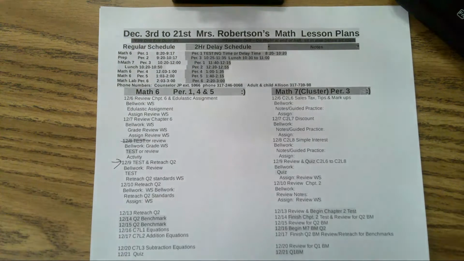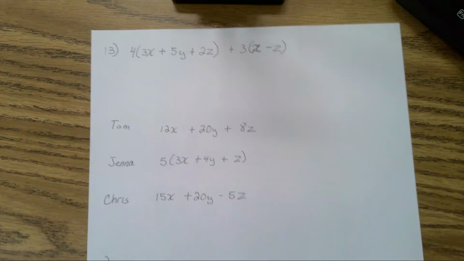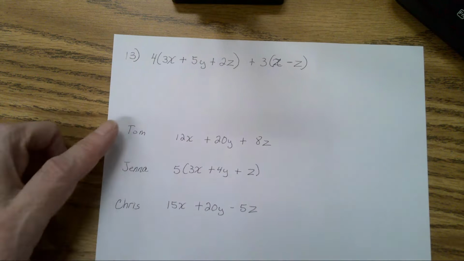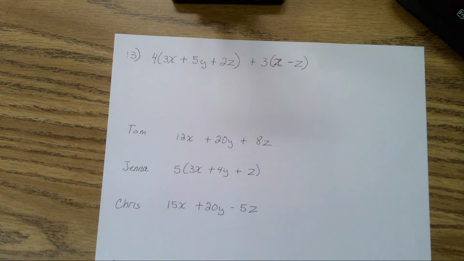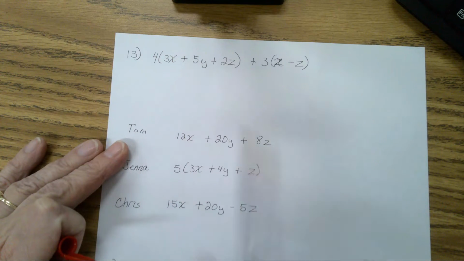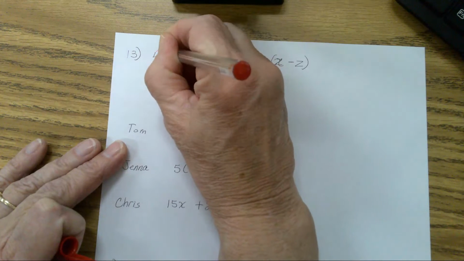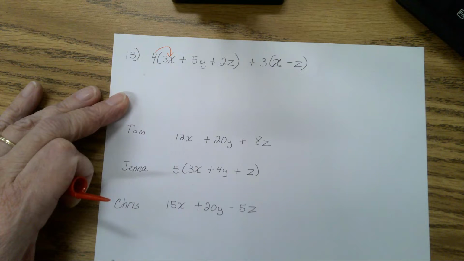Now, you had to do an Edulastic assignment, and everything is pretty easy in the Edulastic assignment until you get to number 13. 13 is like a bonus problem, and I want to go over how to do question 13 now. We're going to do the distributive property, and with the distributive property, 4 has to visit every term inside the parentheses. So 4 is going to multiply 3x. What's 4 times 3x, class? 12x. Very good.